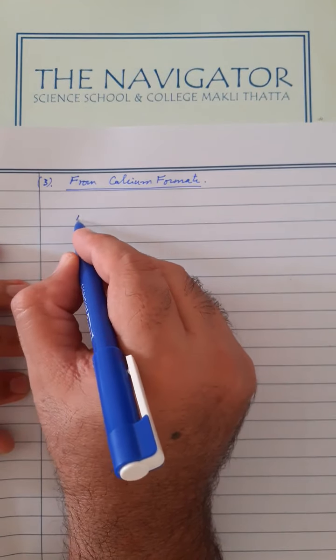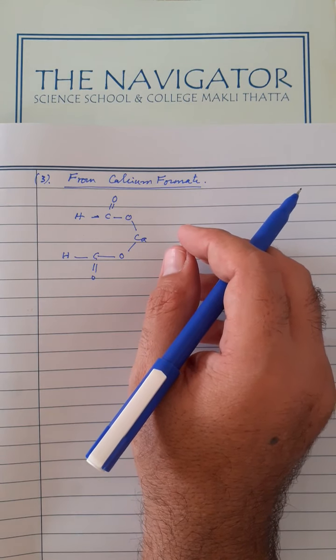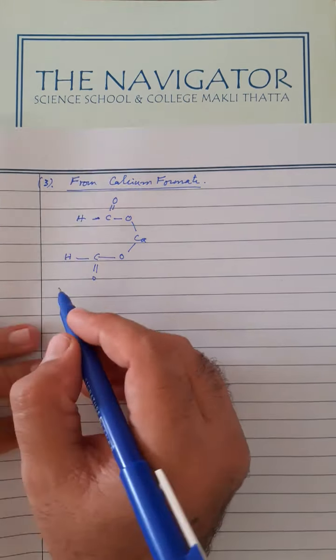HCOO, O, CaO C double bond OH. This is the structural formula of calcium formate. It is more easily expressed like this, or you can write Ca(HCOO)2. This is calcium formate. The two formate molecules are bonded to calcium.